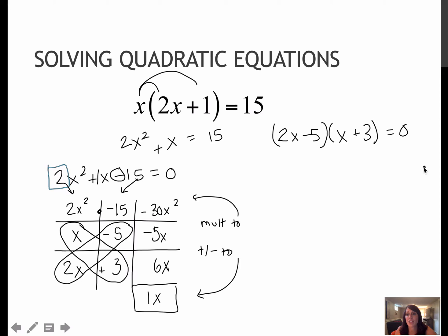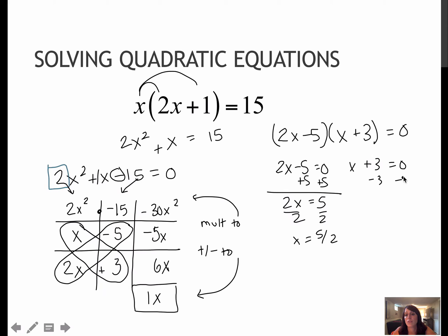So now that I have factored, now I will solve by setting each of those equal to 0. Again, whatever math you're able to do in your head is fine. Not the factoring, obviously, I need to see the factorization. But in order to find the zeros, you can show that work or you can do it in your head. The first one would be 5 halves, which I would leave as 5 halves, and the other would be negative 3. So my two solutions would be 5 halves and negative 3.